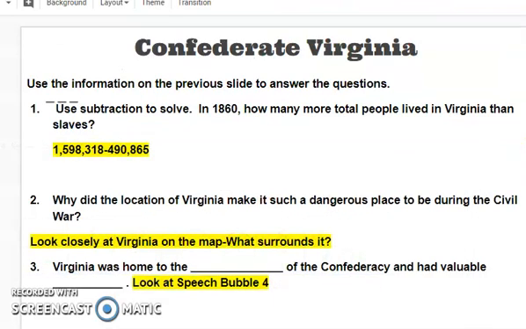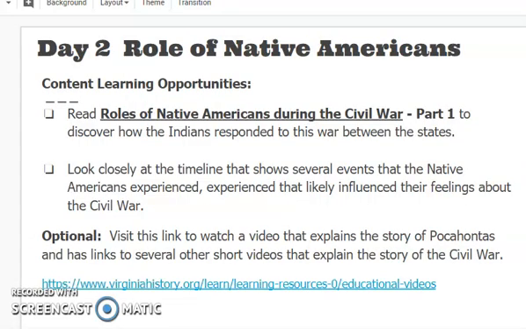Okay, now we're going to go to day 2. Day 2 are learning opportunities. We're going to read the roles of Native Americans during the Civil War, Part 1, to discover how the Indians responded to this war between the states. We're going to look closely at this timeline that shows several events the Native Americans experienced and the experiences that likely influenced their feelings about the Civil War.